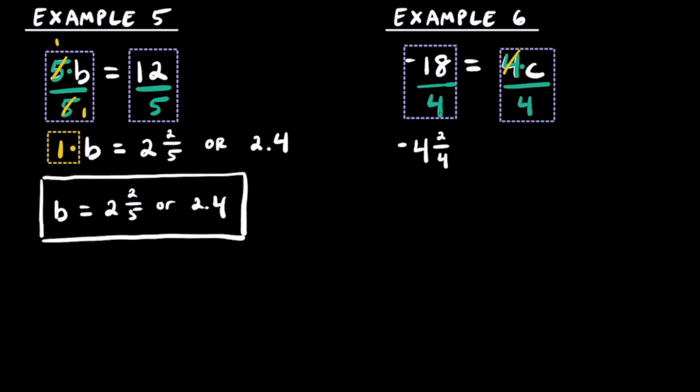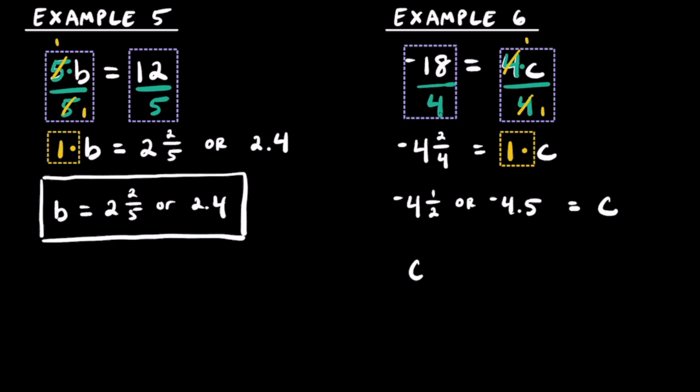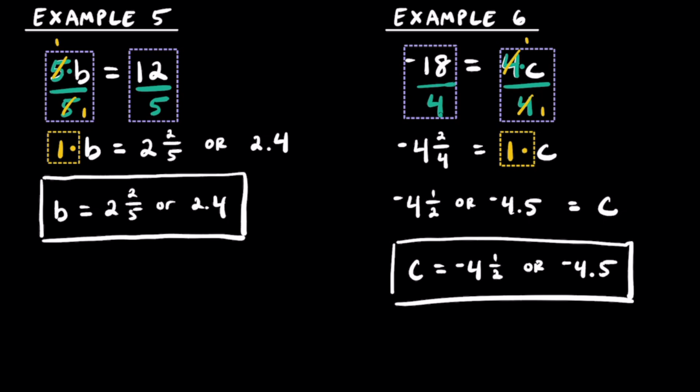On the right side, these 4's are going to cancel, and we can write 1 and 1, and say that on the right side we have 1 times c. Simplifying the fraction on the left, we can say that negative 4 2/4 is the same thing as negative 4 1/2, or we can write the decimal form, which is negative 4.5, and on the right side we can drop that 1 and say we just have c. Turning this around, we can say c is equal to negative 4 1/2, and again, as a decimal, it's equal to negative 4.5. Here's where we use the properties for example 5, and here's where we use them for example 6.